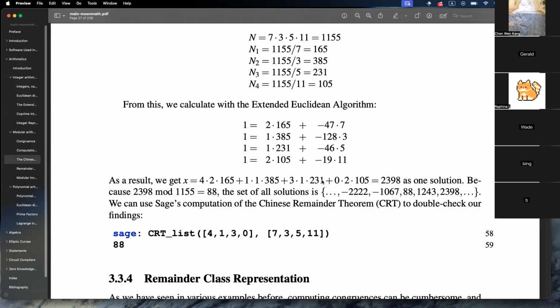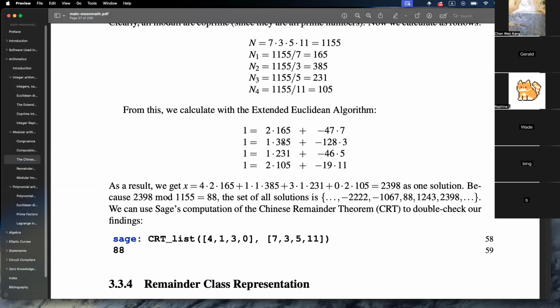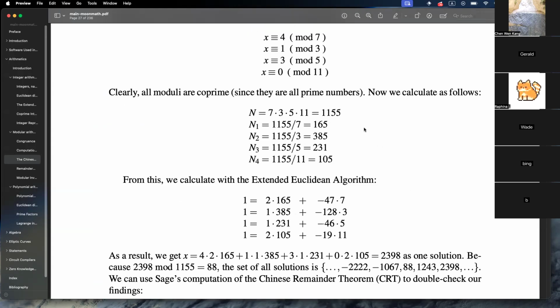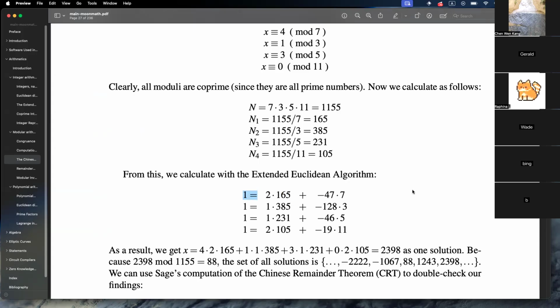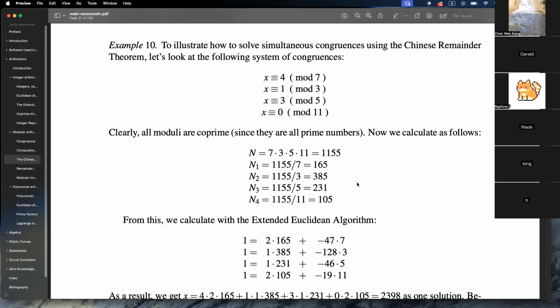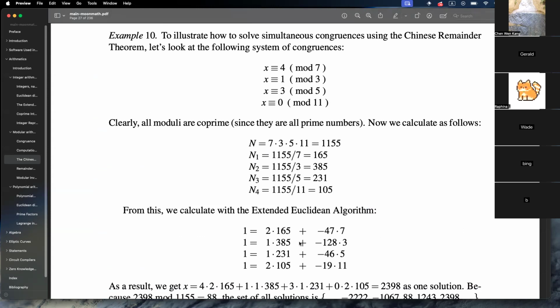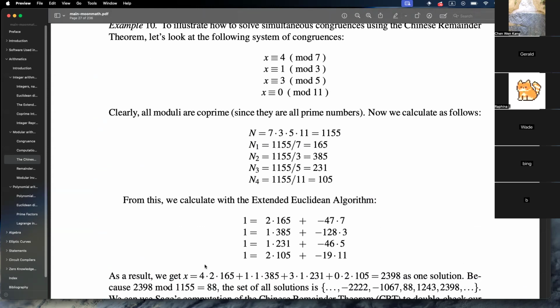I see. In this case, what I've manually done is essentially looking through all the possibilities, right? But what is done here is that in each step it's essentially trying to find the x value for, let's say, n1. So negative 47 times 7 is this one, right? So it's getting the GCD of 7 and, in this case, 165.